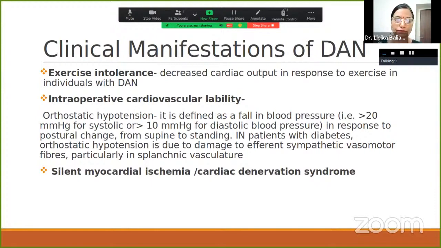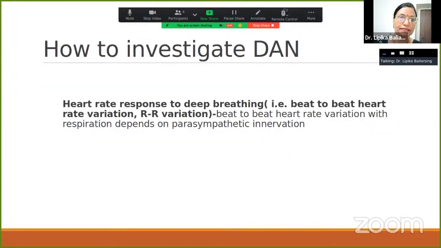So here we must plan very precisely how much segment we want to block in these patients. And as I told you before, spinal myocardial ischemia, which happens due to cardiac denervation syndrome from autonomic neuropathy, is a very dangerous outcome which can happen in these patients. So how do we investigate this?